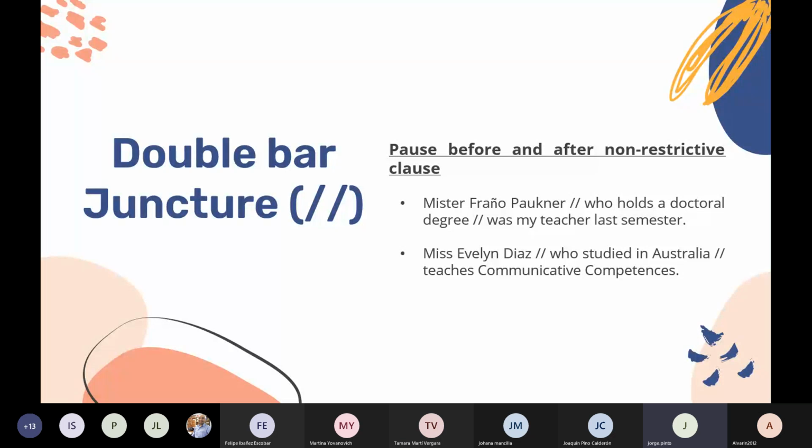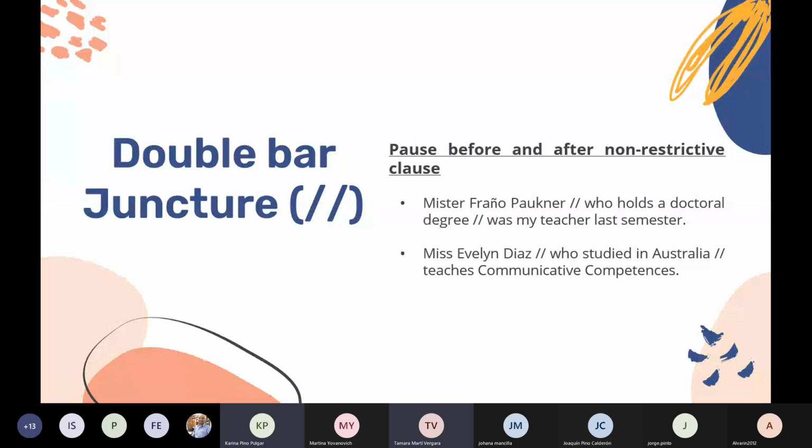Mr. Franjo Paugner, who holds a doctoral degree, was my teacher last semester. Great, thanks. The next example, any volunteer? I can read it. Miss Evelyn Diaz, who studied in Australia, teaches communicative competences.